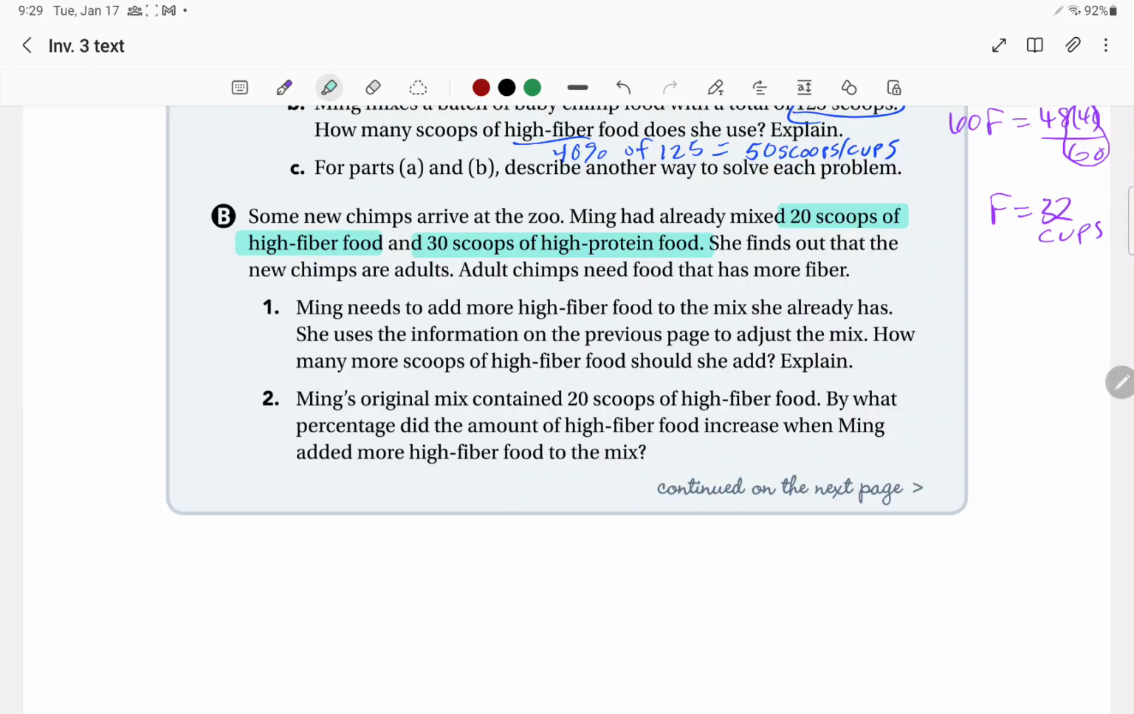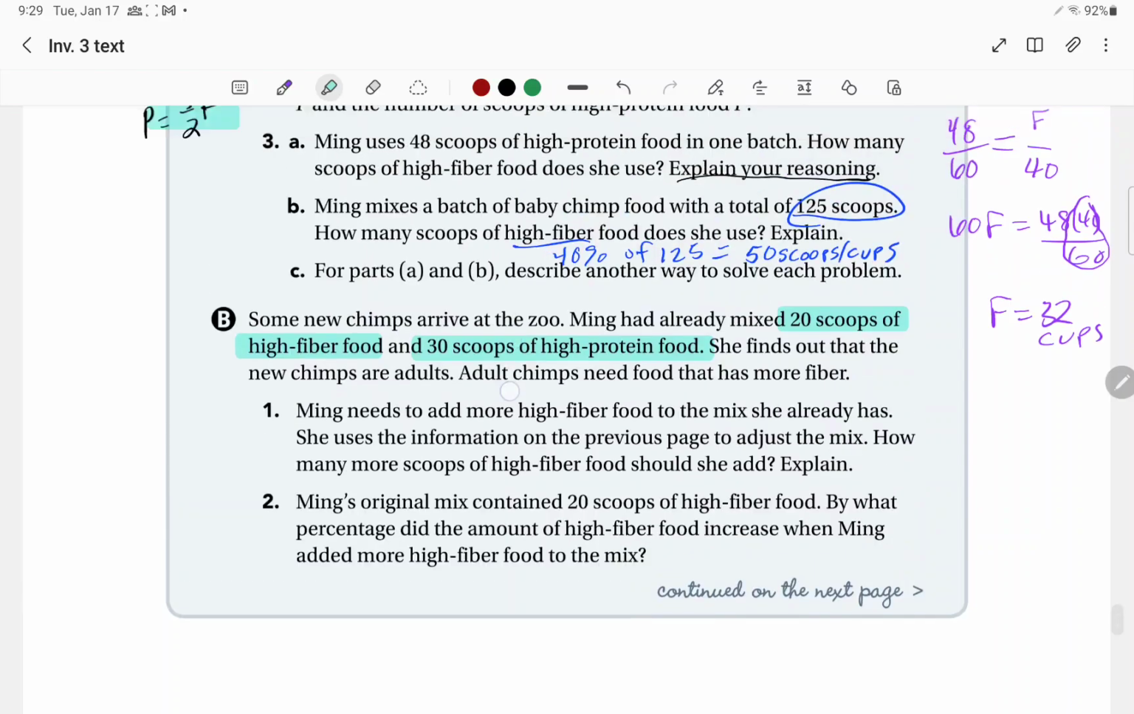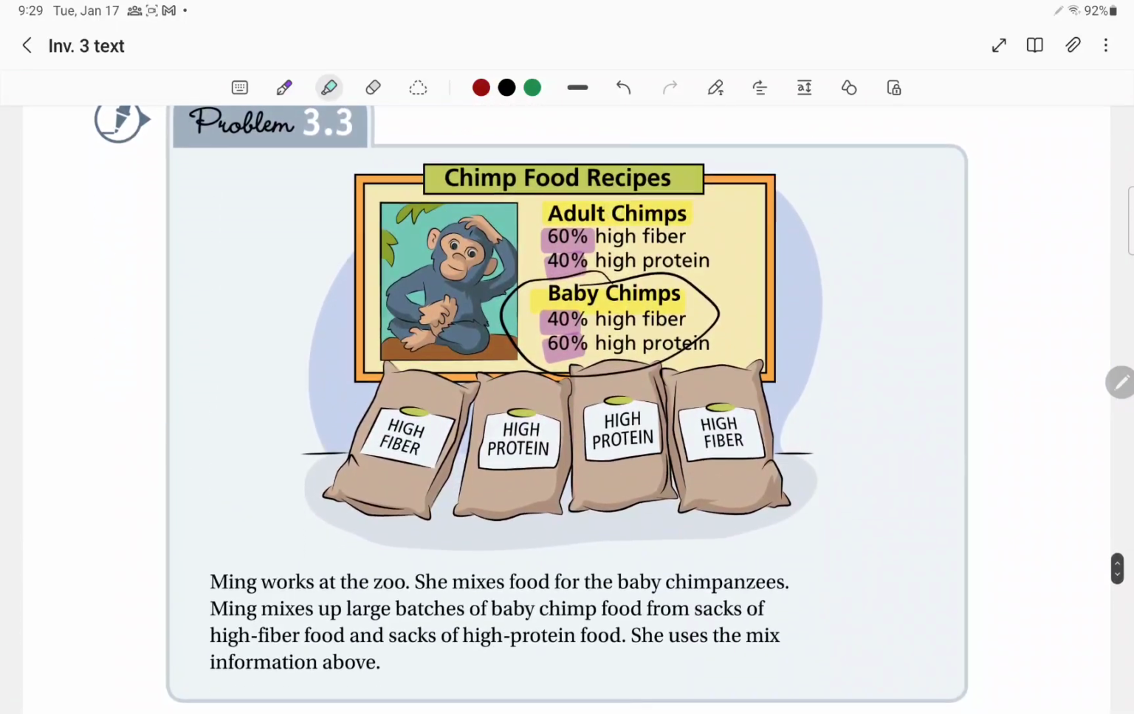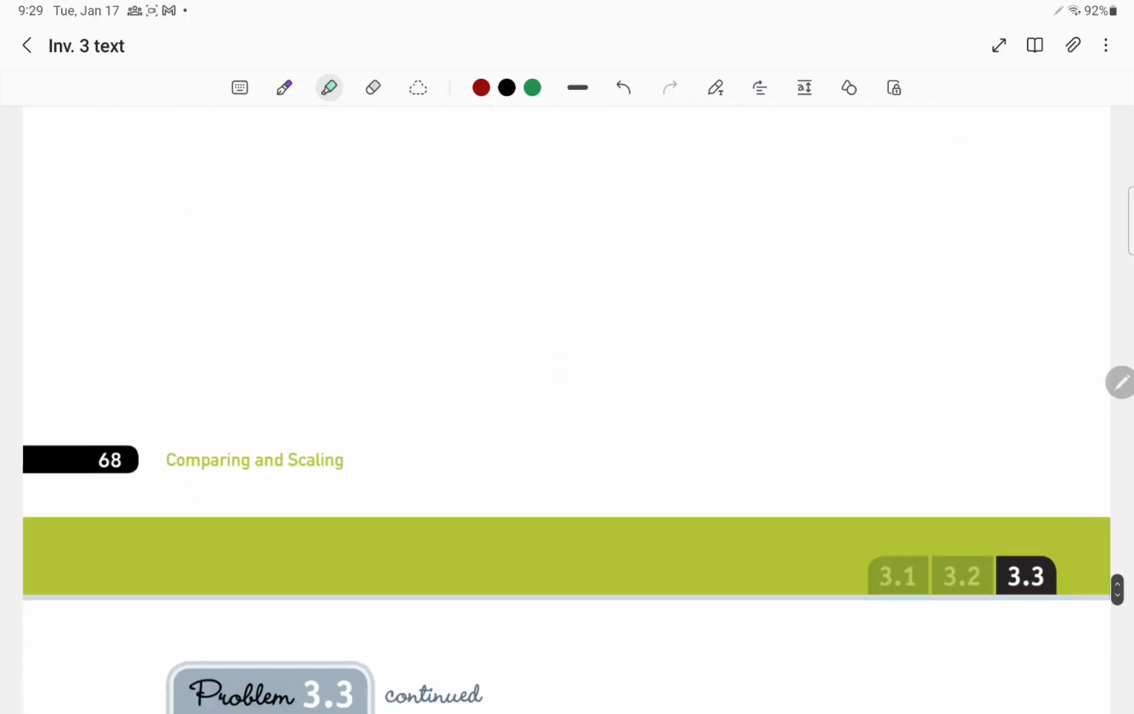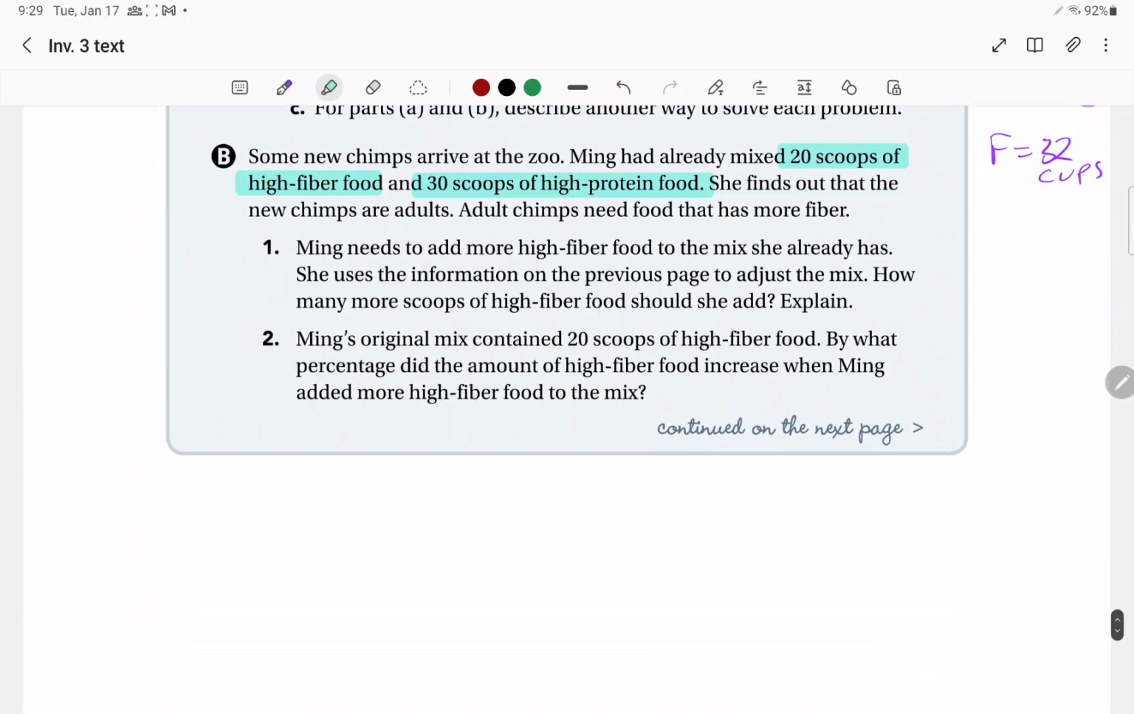She uses information on the previous page to adjust it. So now you're using the formula for the adults, meaning they need 60% high fiber, 40% high protein. So we're going to have to answer the questions on 1 and 2 to figure out what do we need to do to change that mix so that's the correct amount for those chimps. Go ahead and try B1 and 2 on your own, and then come back to the video to see how you did.